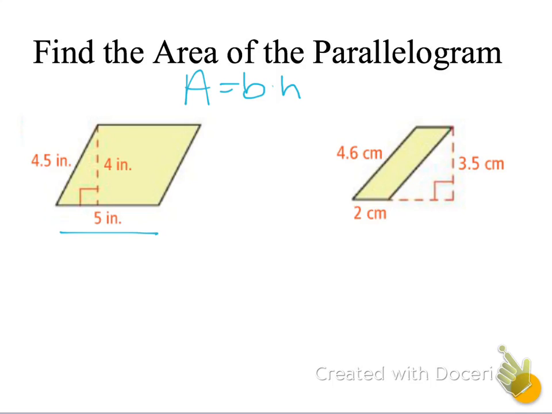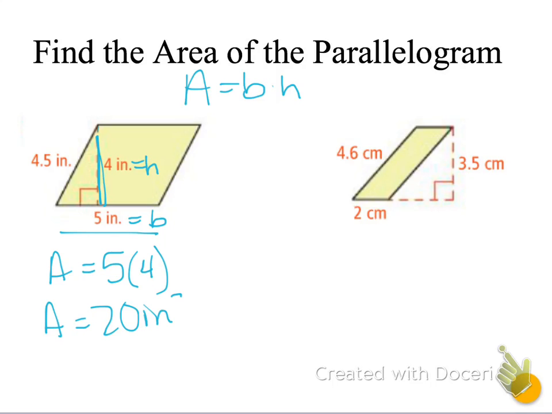So my base here, and my height is going to be the height of my parallelogram. So this is going to be H. So A equals my base 5 times my height 4. So A equals 20 inches squared. And you label it with the squared when we're talking about area.